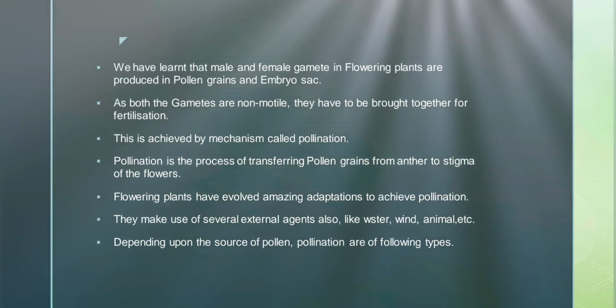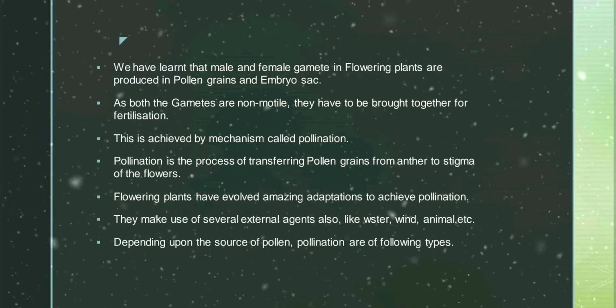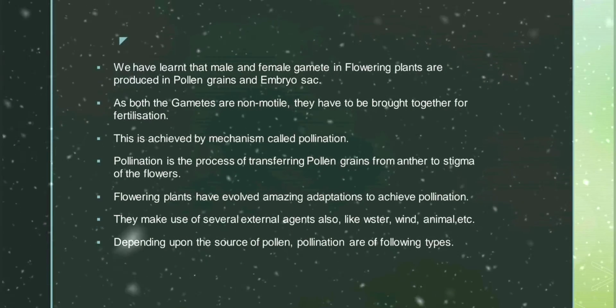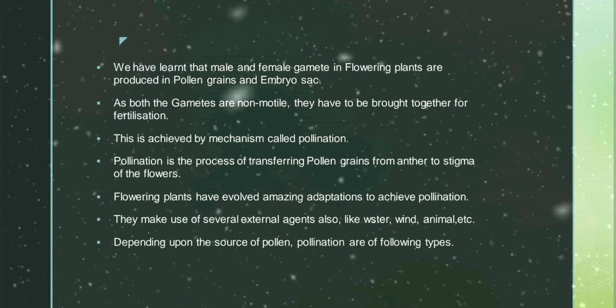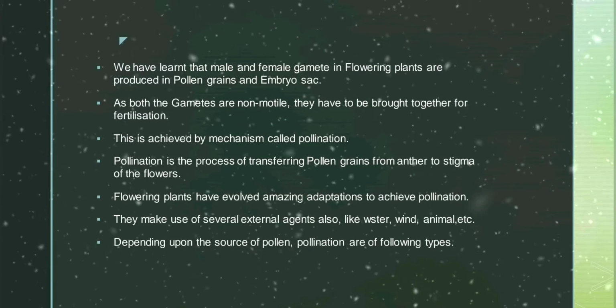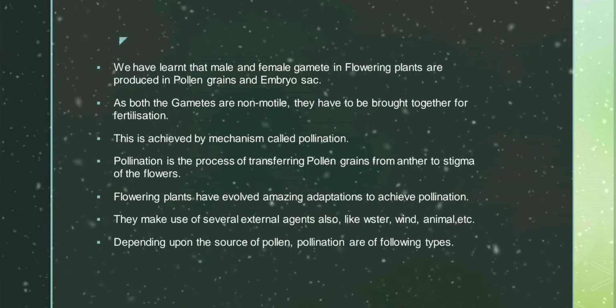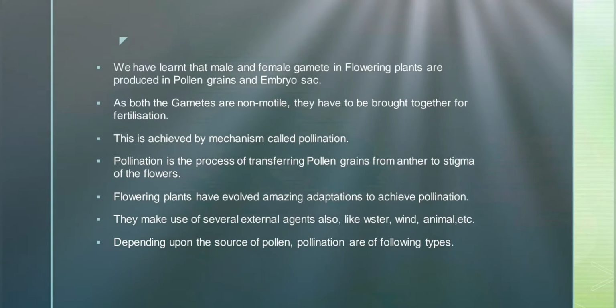As both types of gametes are non-motile, they have to be brought together for fertilization, and this is achieved by a special mechanism called pollination. Pollination is the mechanism to achieve this objective. Transfer of pollen grains that are shed from the anther to the stigma of the pistil is termed pollination.